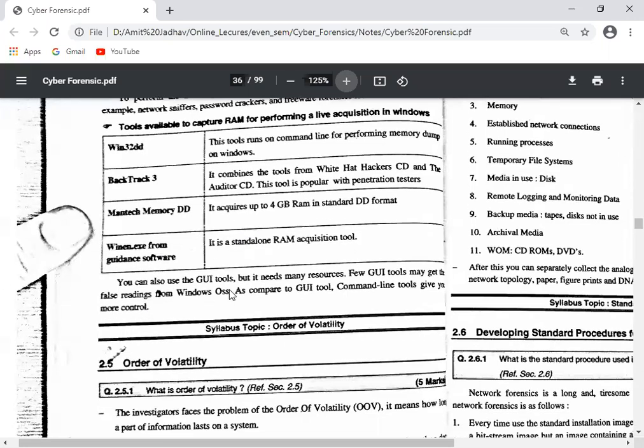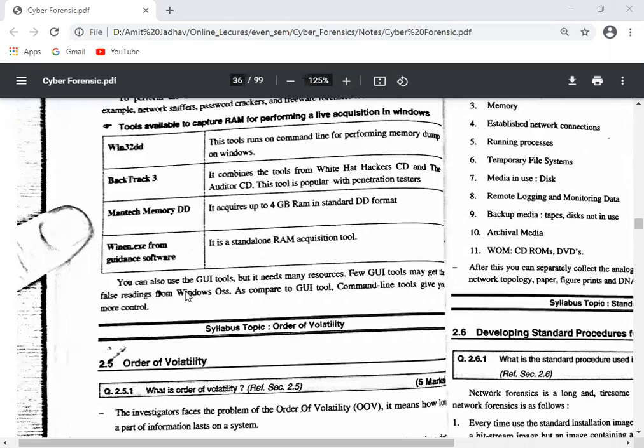There are also some GUI tools, but they need many resources. A few GUI tools may get false readings from the Windows OS. Compared to GUI tools, command line tools give you more control. So it is better to use the command line instead of a GUI, because a GUI gives false results as it is connected to the Windows operating system.